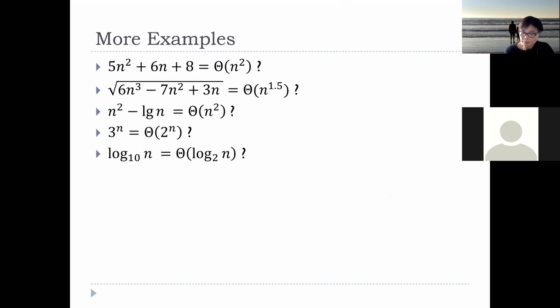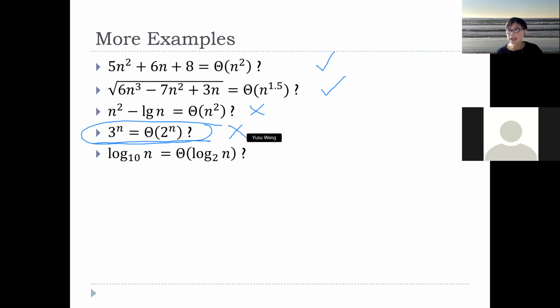All right. So so far this is correct, and this is not. Now between 3 to the power of n and 2 to the power of n, I'll leave it to yourself to convince yourself and prove that this is actually not true. I'll leave this as an exercise to show later that this is not true.